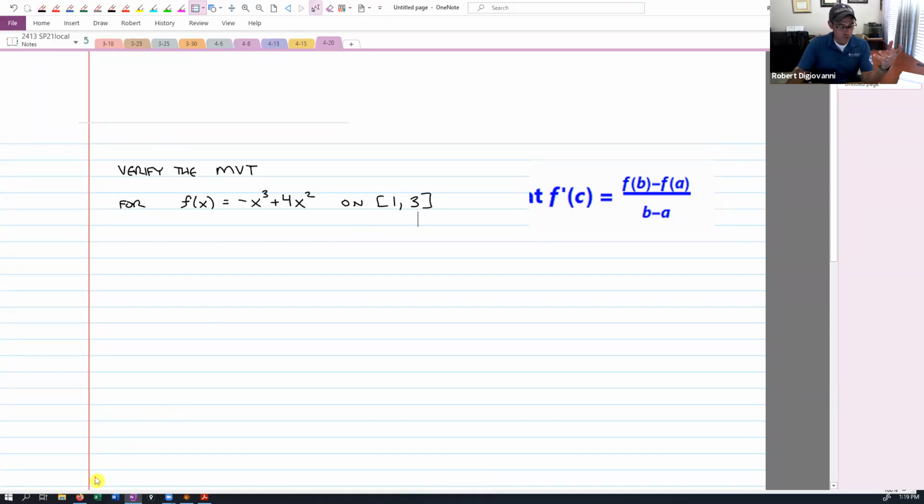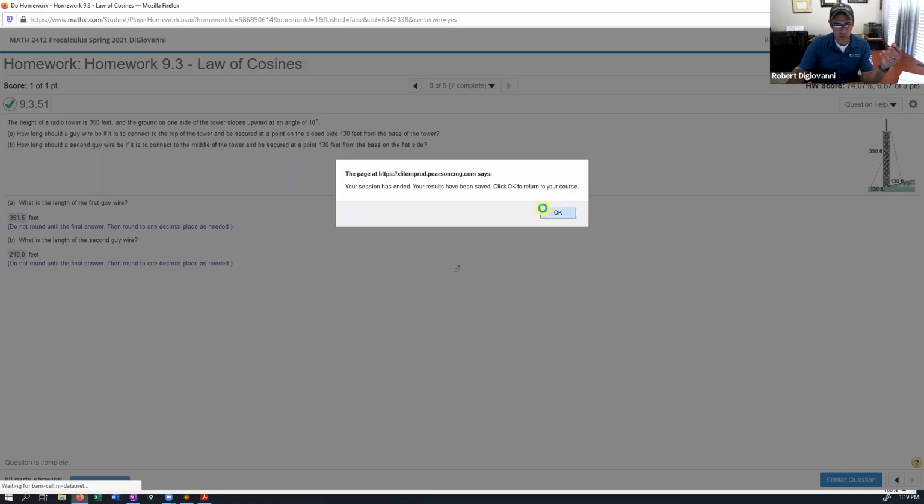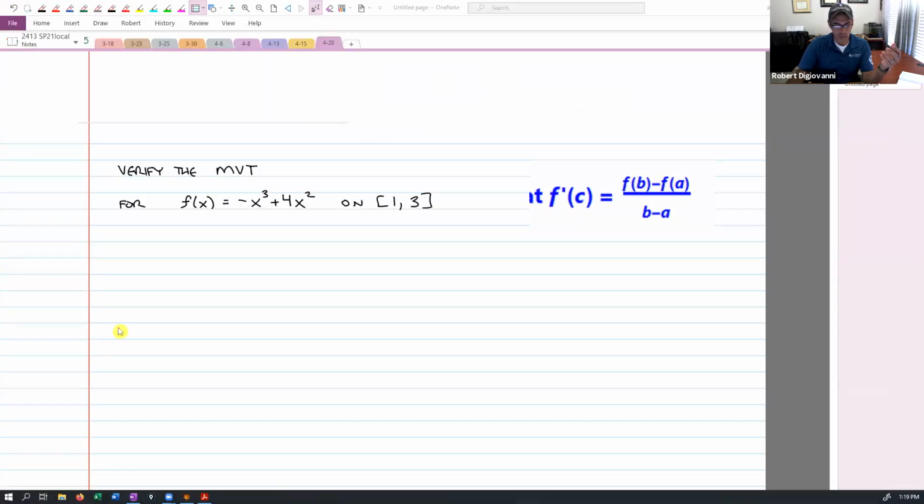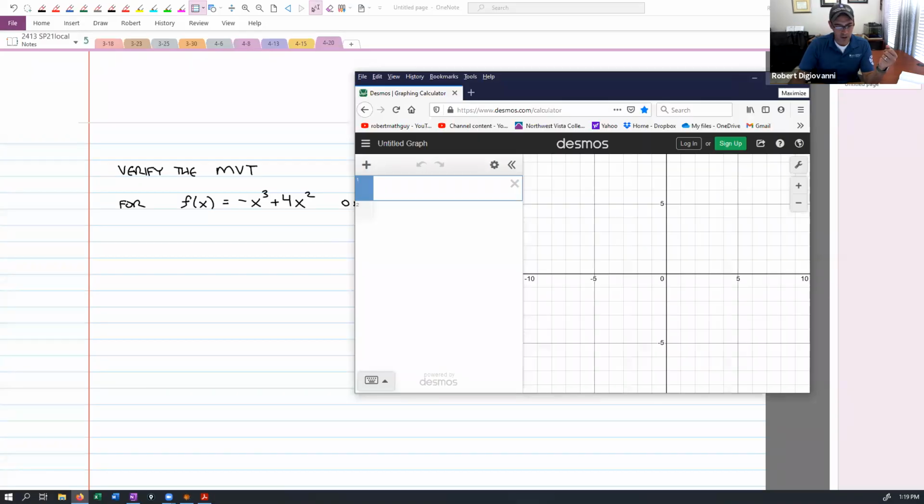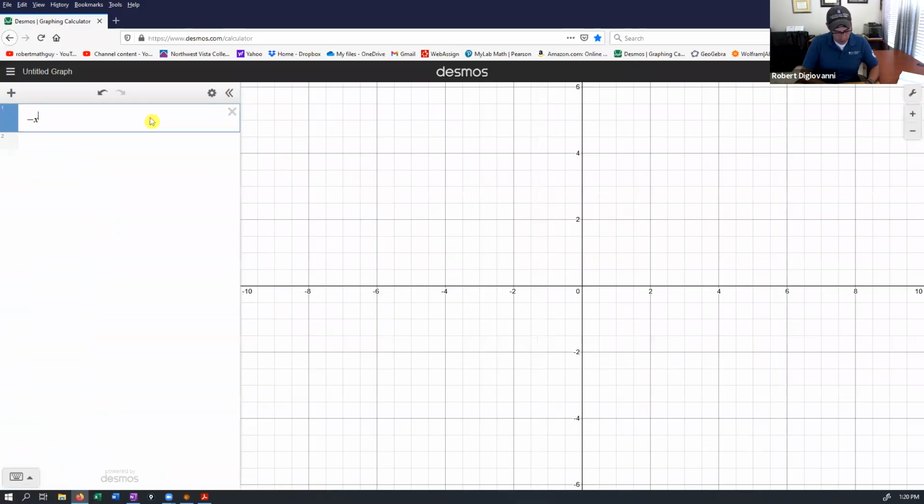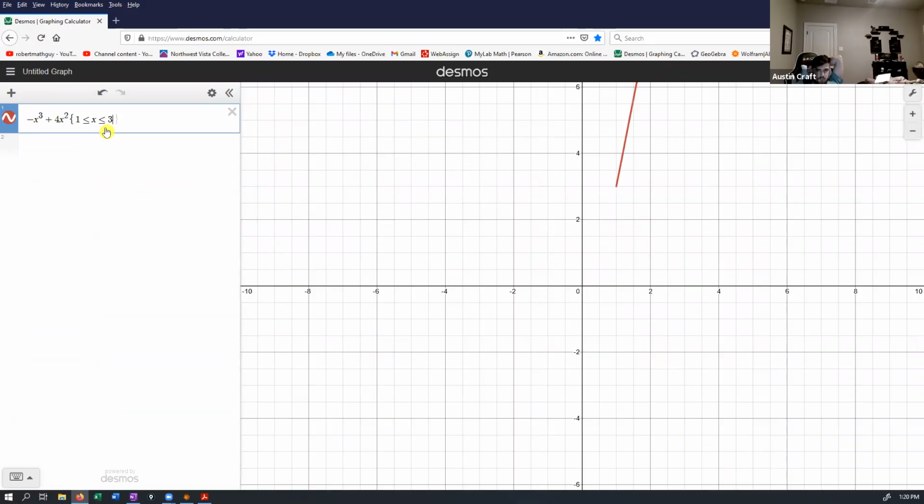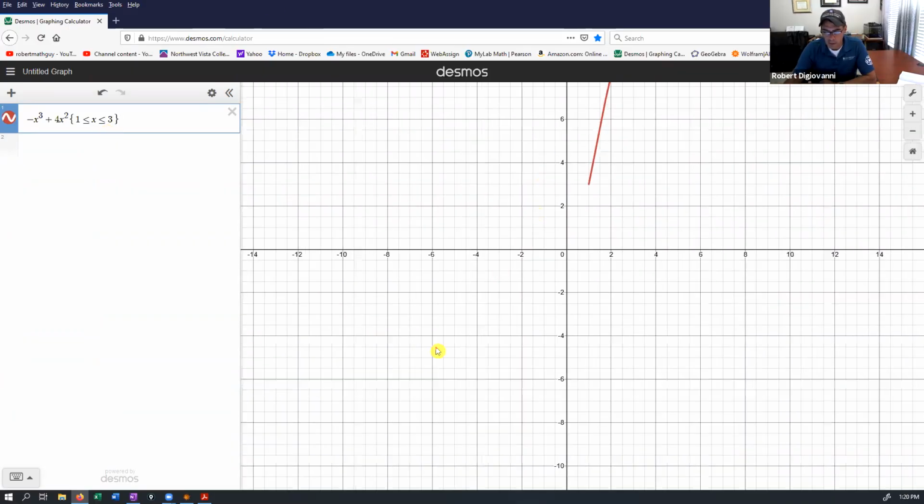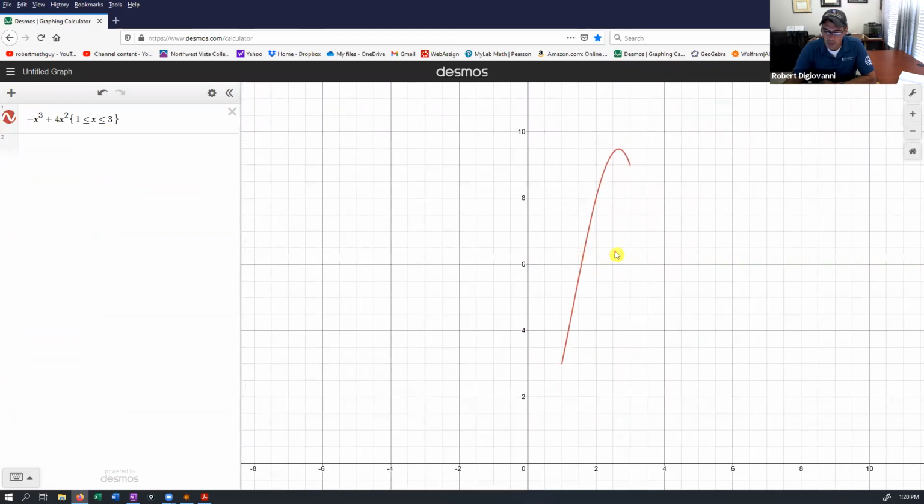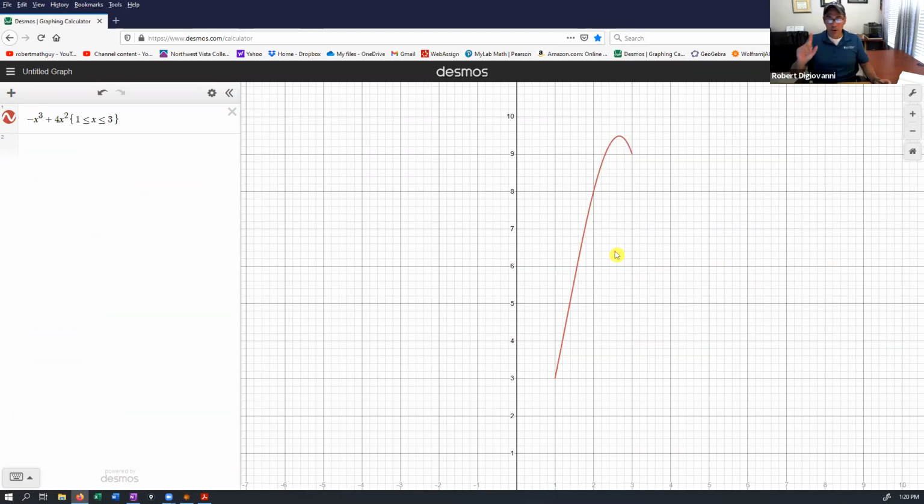Okay, so let me show you visually first what's going on here. So we have this function, negative x cubed plus 4x squared, and we're only looking at this on 1, 3.